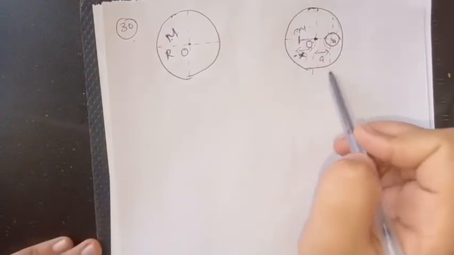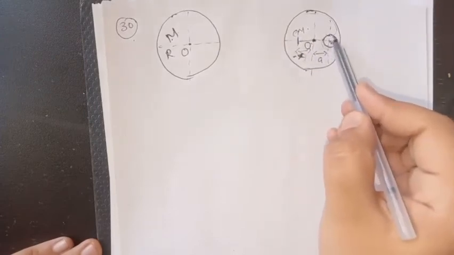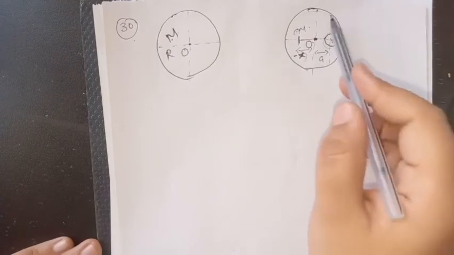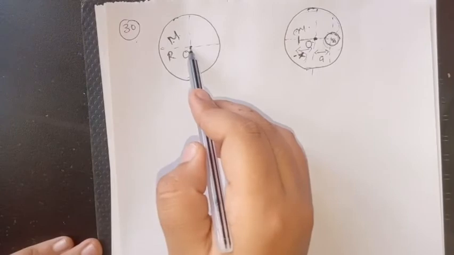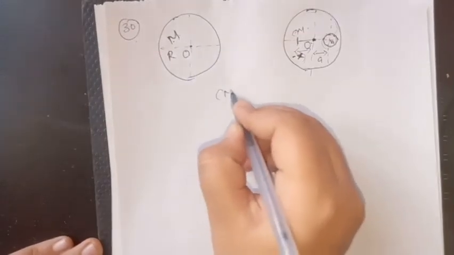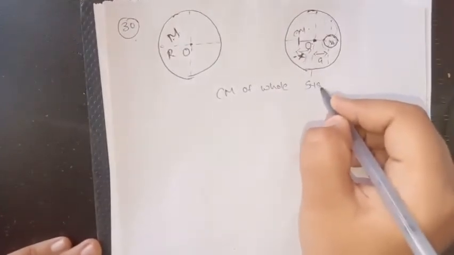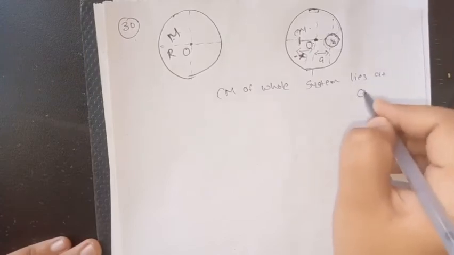We can consider this to be a system of two particles. Its mass is m1 and the mass of remaining portion is m2. If we combine them, again center of mass will be at O. Take O as origin, so center of mass of whole system lies at O.